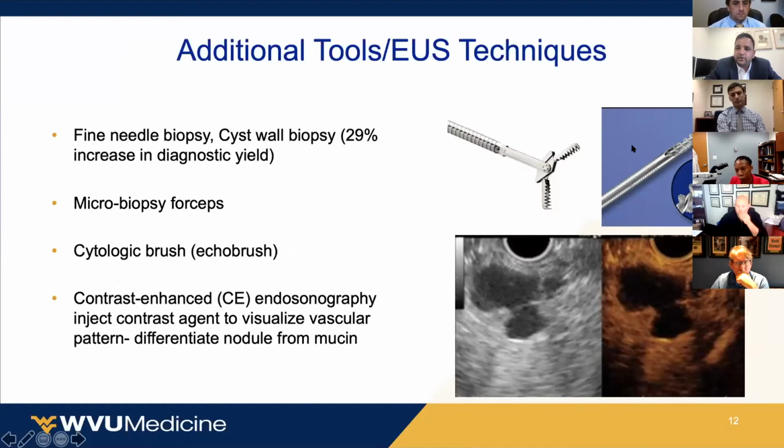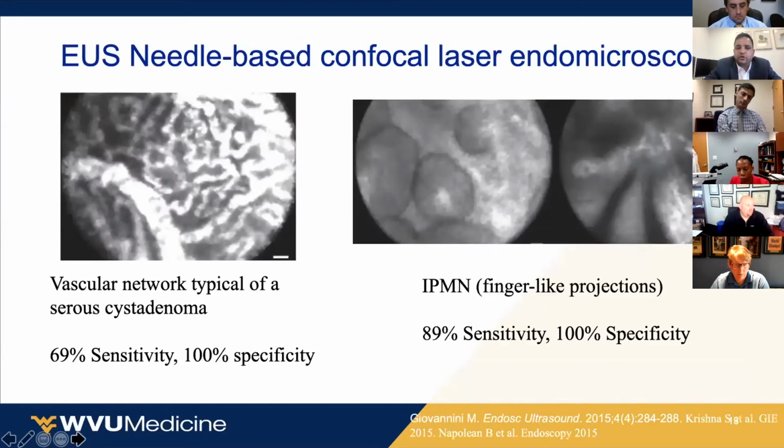While I was in Pittsburgh with Dr. Thakkar, we did a randomized controlled trial, and we did see an increase in the cytological yield from this echo brush. There is contrast enhanced EUS as well, basically injecting contrast. This will show that most of the mural nodules or solid components will have a blood supply and will enhance, as compared to mucin or debris, which will not enhance with contrast.